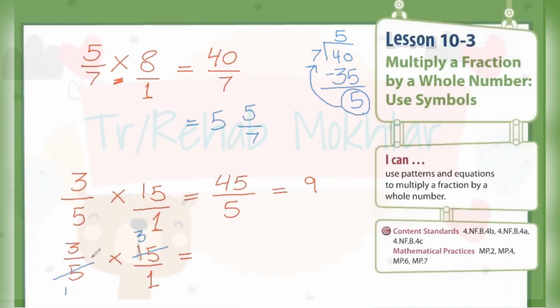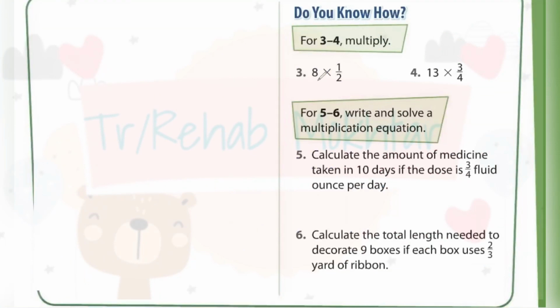Now I will start to multiply. 3 times 3 equals 9 and 1 times 1 equals 1. So, teacher, we have here the same product. But it's so easy to multiply a fraction by a whole number when we simplify it. Let's start our lesson. Number 3: 8 times 1 out of 2.